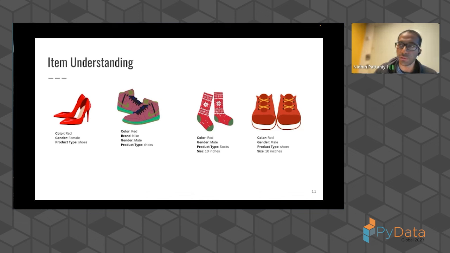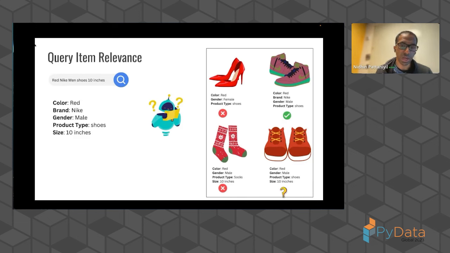So now that you understand the intents of the query and the item side, now you need to figure out: is this item relevant for the query? So for this query, red Nike men's shoes, the first shoes over there, it is red and it is shoes, but it's not for the male gender. So that's obvious that this item is definitely not relevant. The second image here, there's some green, but I would say mainly the shoes is on the red color. So this item is relevant.